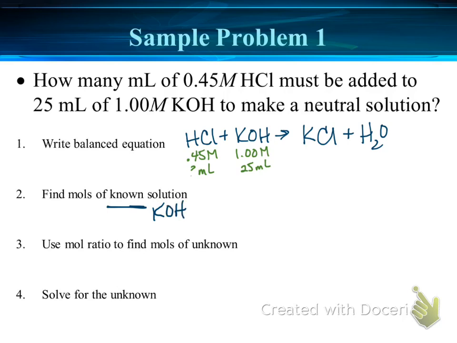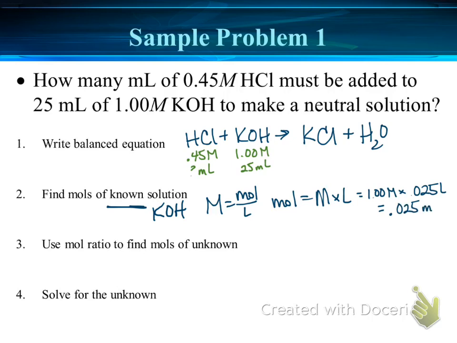Reviewing once again: if molarity equals moles over volume, then moles equals molarity times volume. So that's what I'm going to do here. I have 1 molar times 0.025 liters. Remember, we want to use liters. That gives me 0.025 moles of my potassium hydroxide solution. So I found moles of my known.